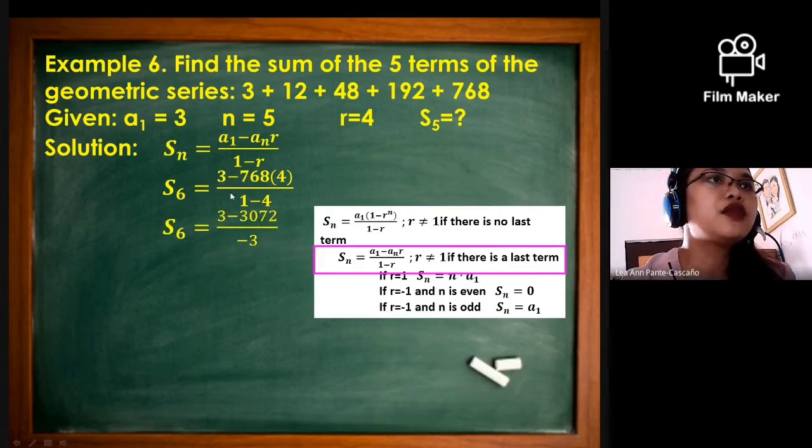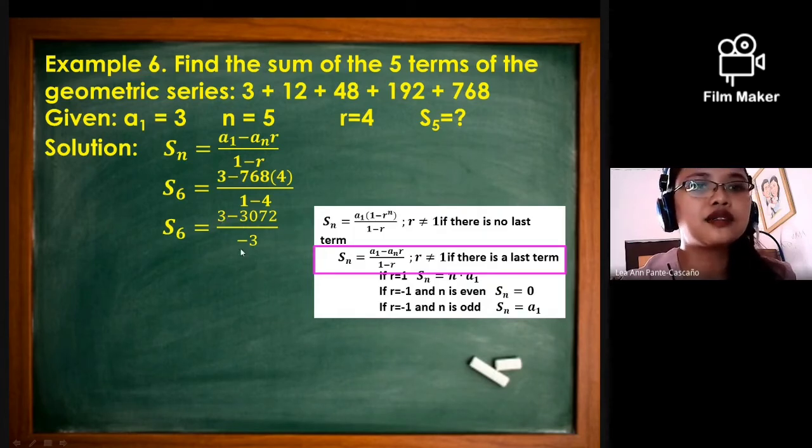Bring down 3, multiply. 4 times 8, 32, carry 3. 4 times 6, 24, plus 3 is 27, carry 2. 4 times 7 is 28, plus 2 is 30. So the answer is 3,072.